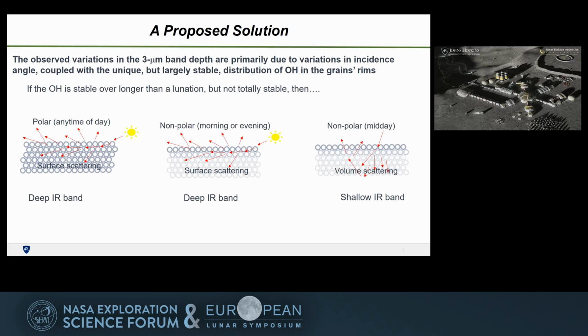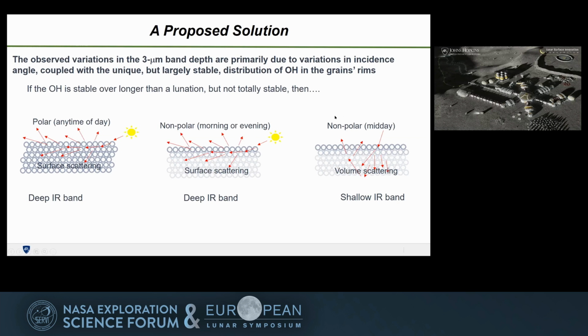And even though you have a surface-scattering-dominated regime, with most of the light penetrating shallowly and interacting with rims of grains along the surface and coming out, this changes some with the time of day, but it is always rather grazing, so it will always have a deep IR band, getting deeper at more grazing angles, but always deep. Compared to non-polar morning or evening, still grazing, still a relatively deep, but not as deep IR band at the poles, because one is sampling preferentially the OH-rich rims on grains at the surface.